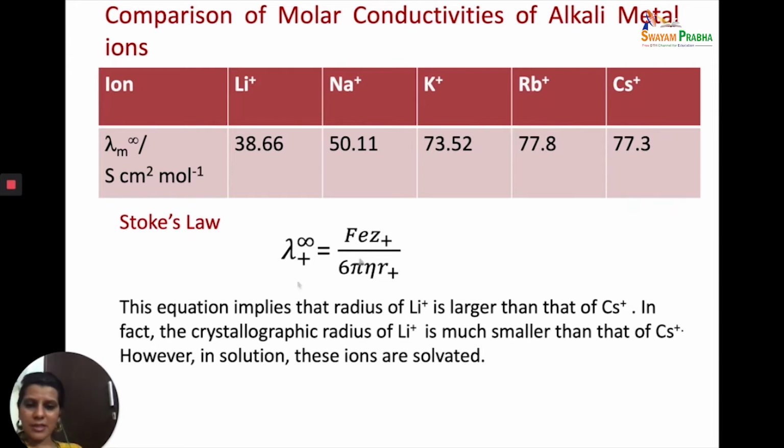Now if this is wrong and it is true that the radius of lithium is much smaller than that of cesium, then how do we explain this? This is explained on the basis of solvation. When you put any ion in a solution, the ions of the electrolyte get solvated. If we are putting them in water, then it is called the hydration atmosphere, but if you put them in any other solvent, then it is called the solvation atmosphere. So solvation or hydration takes place when we put the ions in the solution.